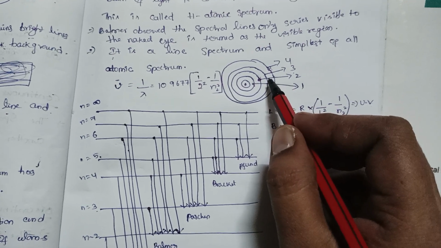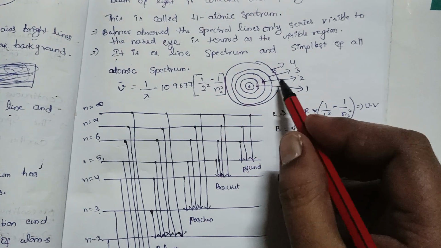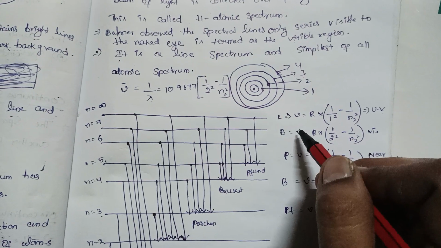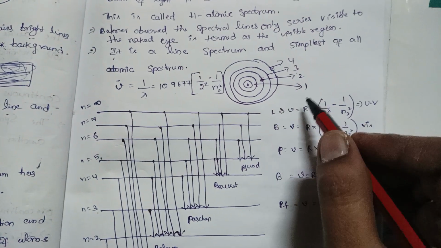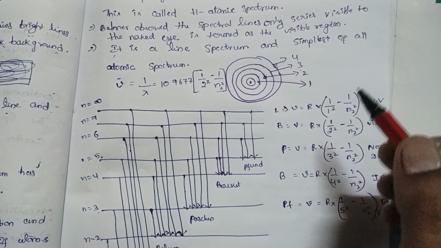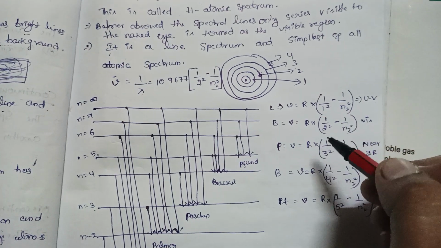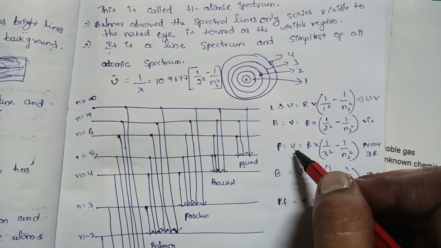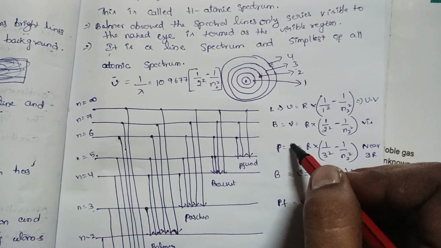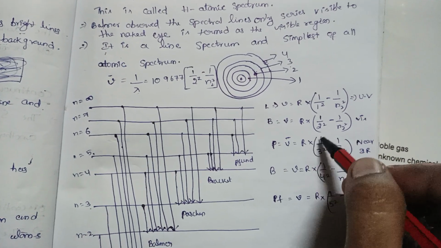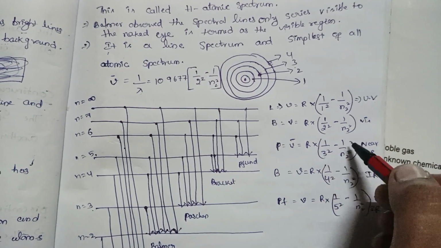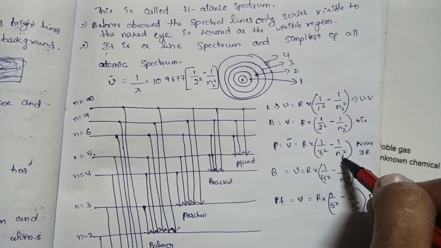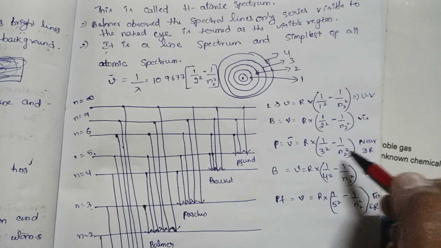He gave a series, that is the Paschen series, and to calculate the wave number, wavelength and energy difference between energy levels, he gave an equation, that is nu bar equals R into 1 by 3 square minus 1 by n2 square. Here n2 is 4, 5, 6 and so on.